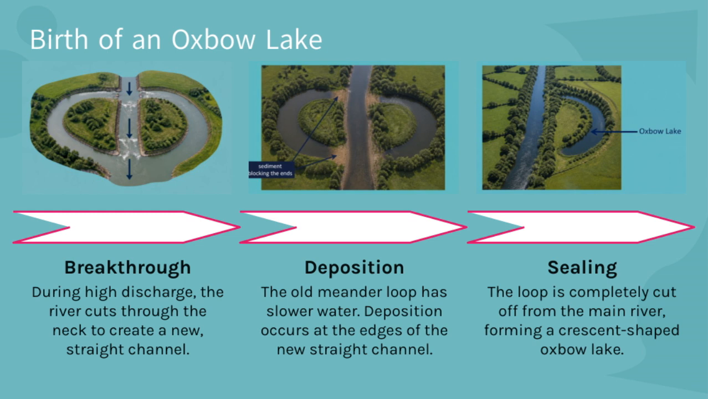Over time, the oxbow lake may fill with sediment and vegetation. Eventually, it may dry up, leaving behind a curved scar on the floodplain. So an oxbow lake is like a footprint of where the river used to flow.